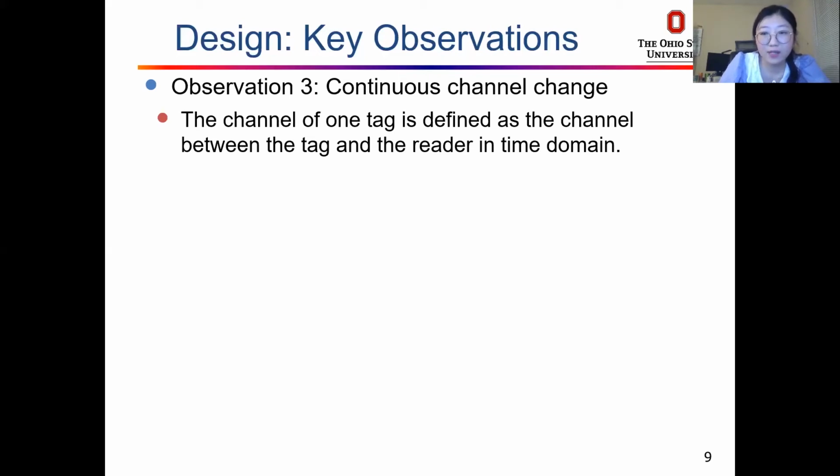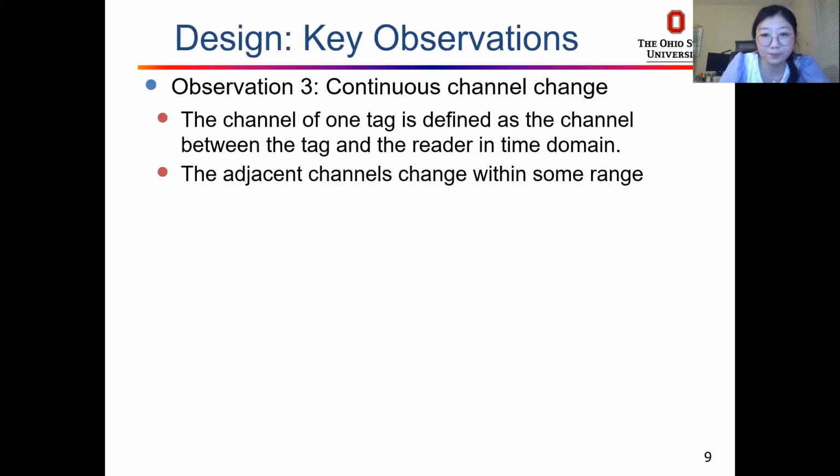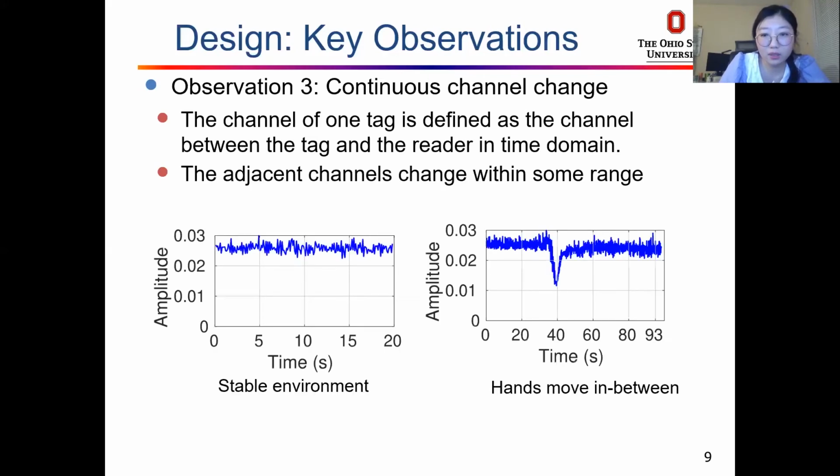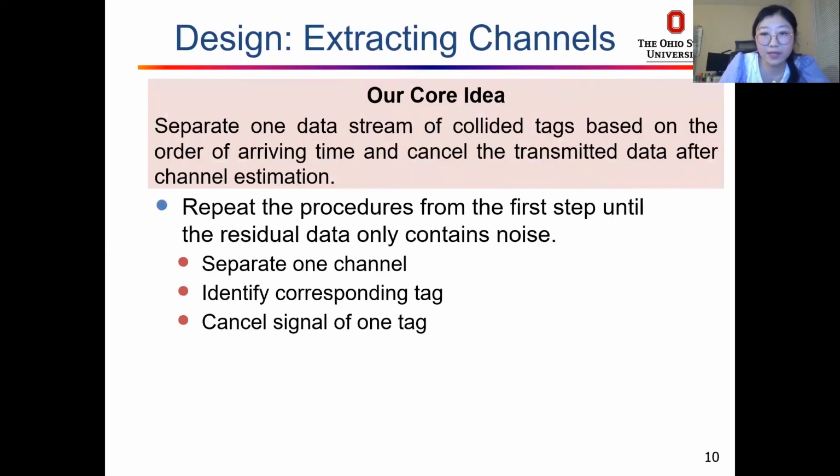Typically, the channel of one tag usually changes within some range during the coherence time. The figure illustrates the change of one tag's channel in the time domain. Even when there exists human activity between the tag and the reader, the adjacent channels still change within some range. Then we describe how we extract the channels of multiple tags from the collected data sequentially.